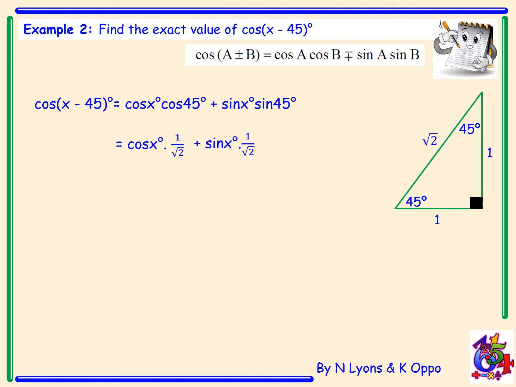So we get cos x times 1 over root 2 plus sin x times 1 over root 2. We can take 1 over root 2 out as a common factor, and we're left with 1 over root 2 bracket cos x plus sin x.